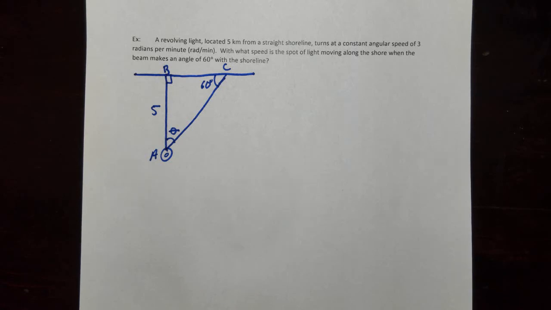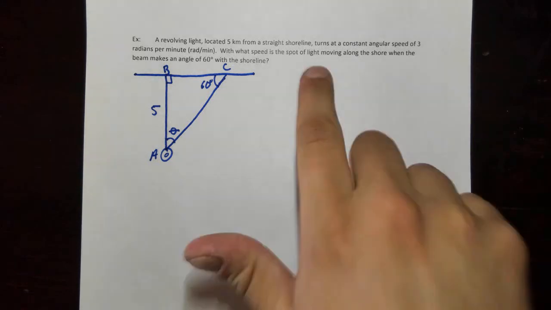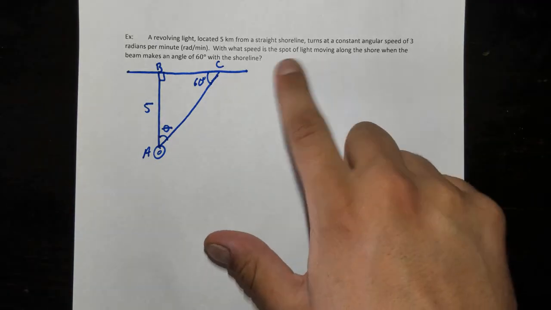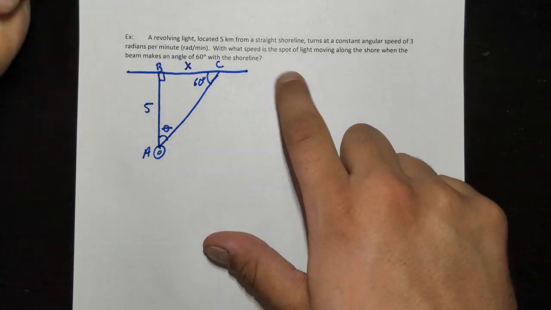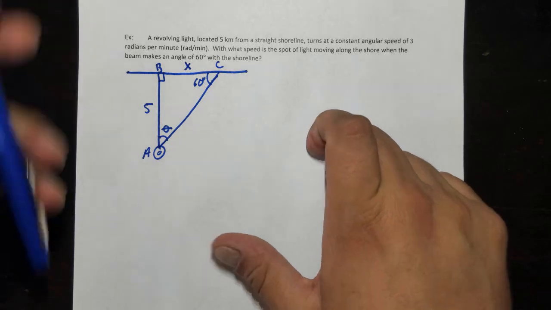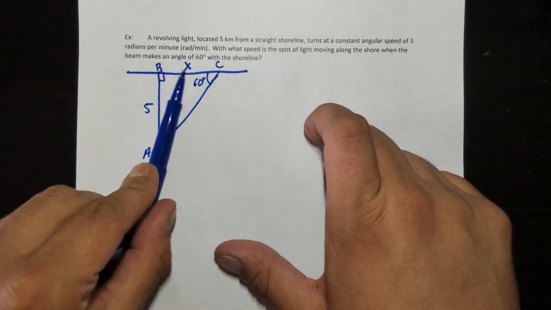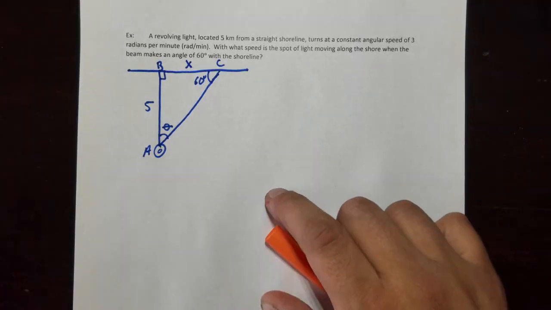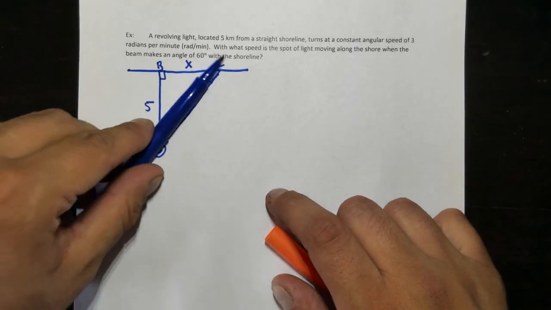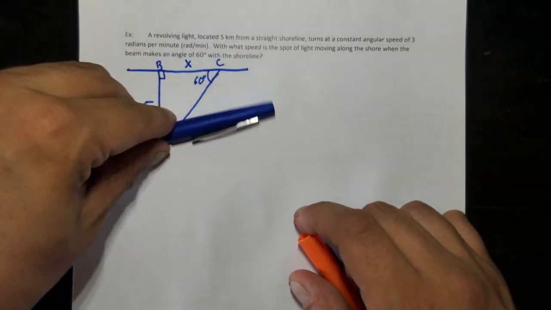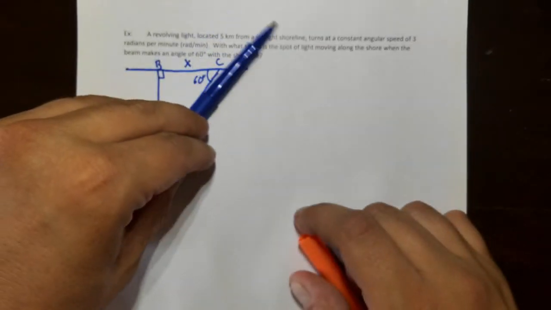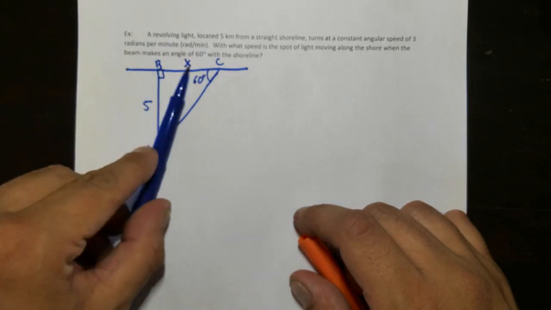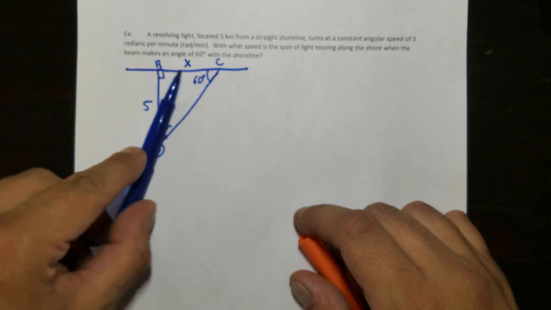Oh, what else? We probably need something else. Let's see. With what speed? Okay, so with what speed is the spot of light moving along the shore? So let's call this x, and that means we'll be looking for dx/dt. Because think of the lighthouse. If you're unaware, lighthouses are big towers with lights, and they spin like this. Their lights go like that. So we want to know, at what speed on the shore is the light moving?